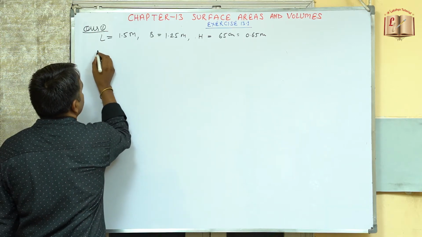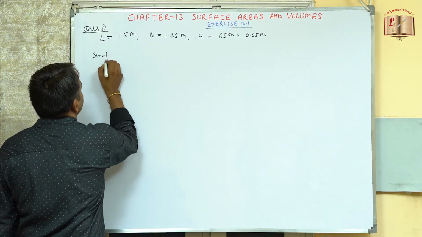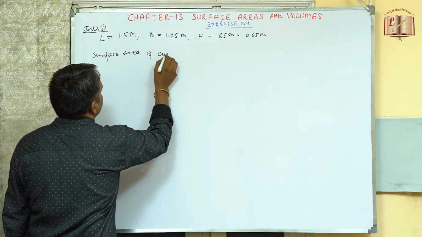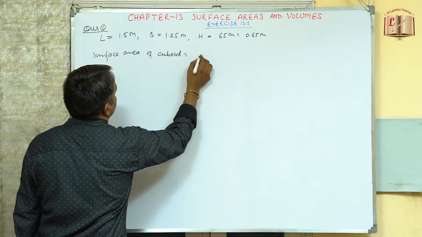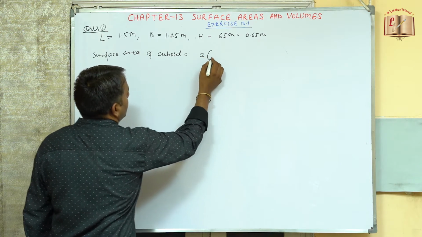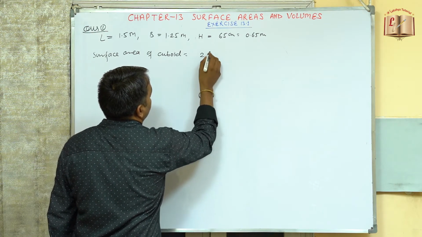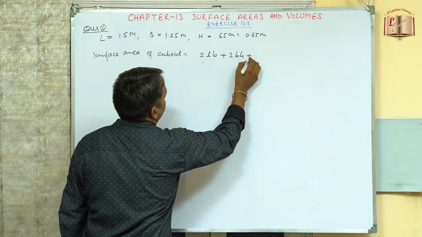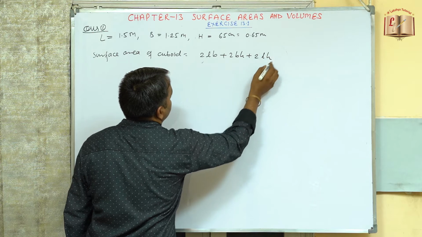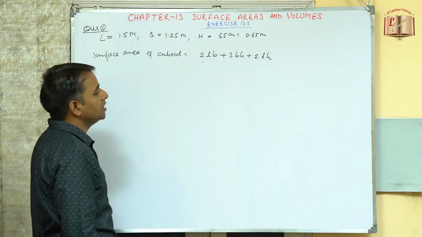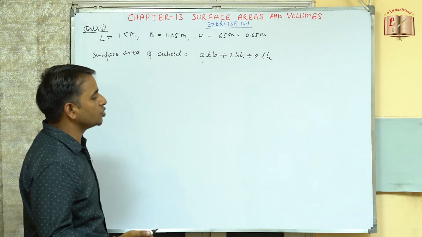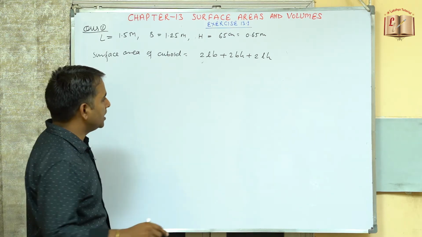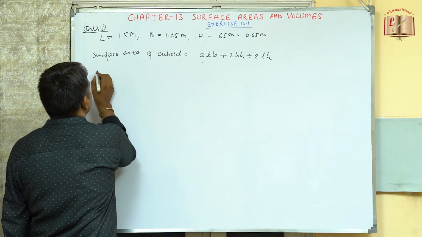अभी देखिए, surface area of cuboid. So this is given by 2 times LB plus 2 times BH plus 2 times LH. Now this box is opened at the top. So opened at the top means top की surface area कितनी होगी, length into width.